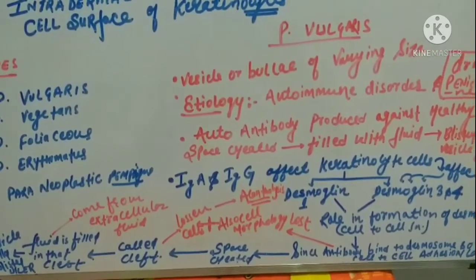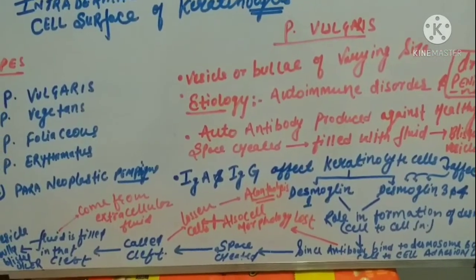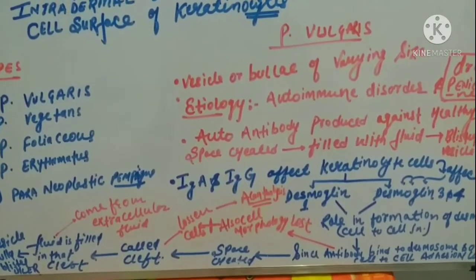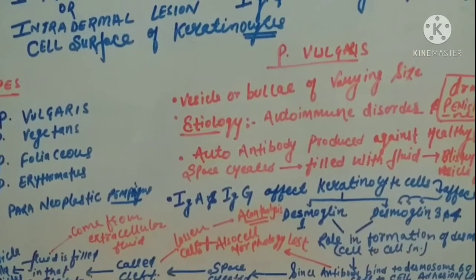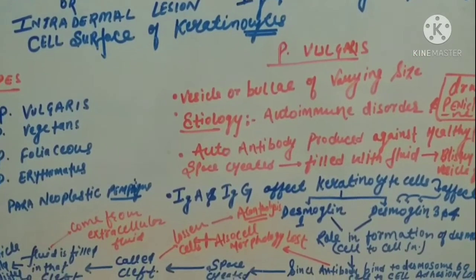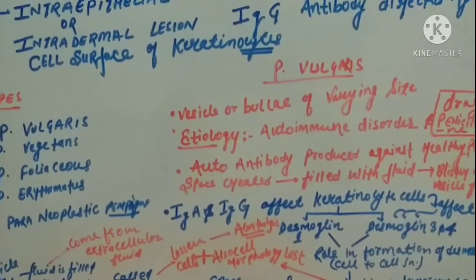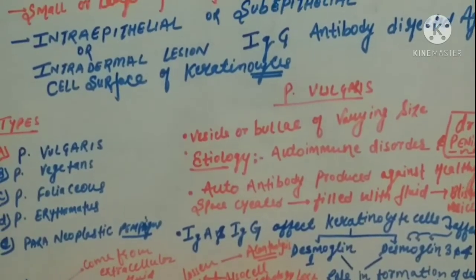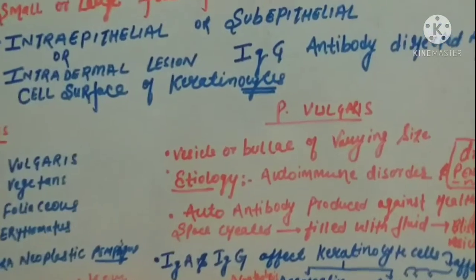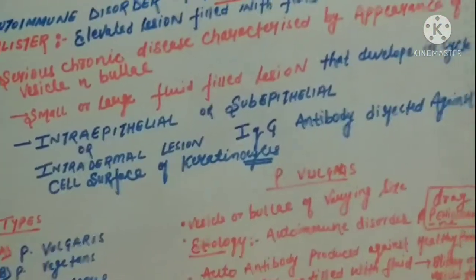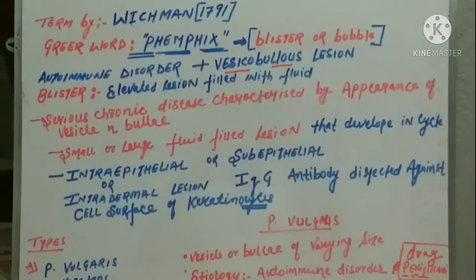Along with the cell to cell junction loss, there are loosened cells and the morphology is also lost. This is called acantholysis. This is a special viva question: what is the difference between acanthosis and acantholysis? It will be discussed in the final lecture of pemphigus. You must be able to answer the viva question. So this was all about pemphigus vulgaris and pemphigus.